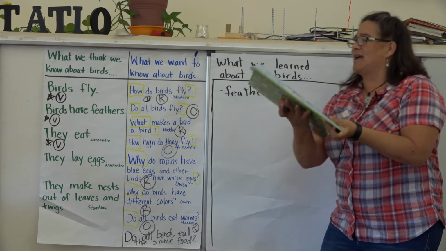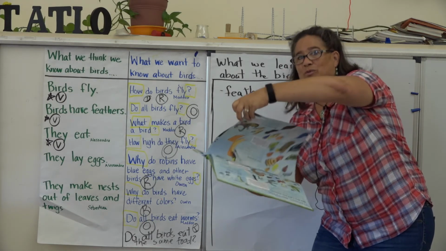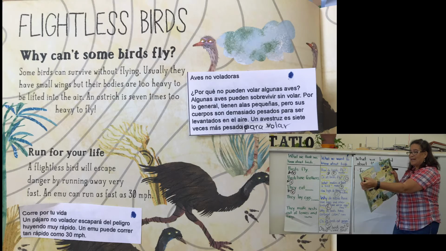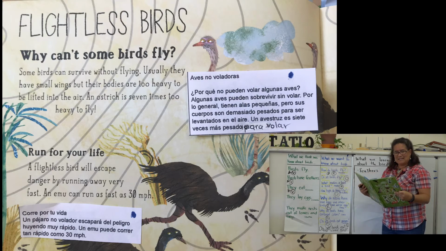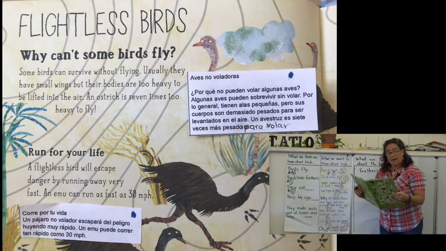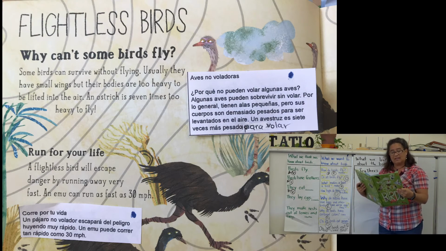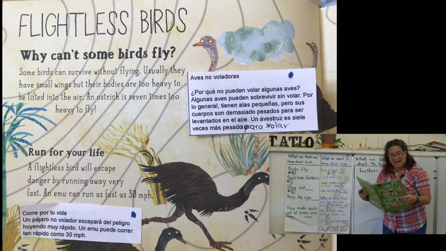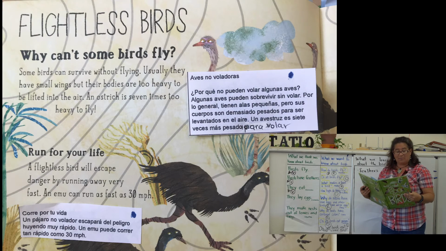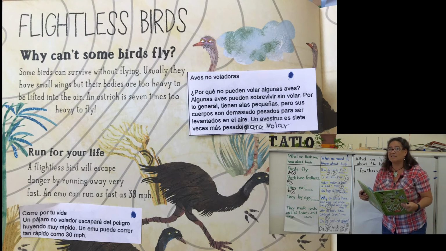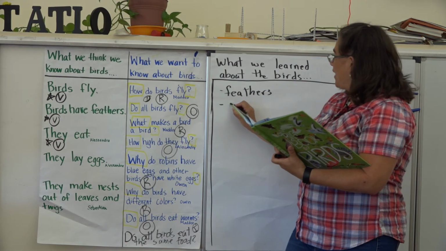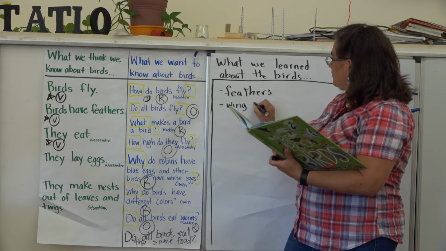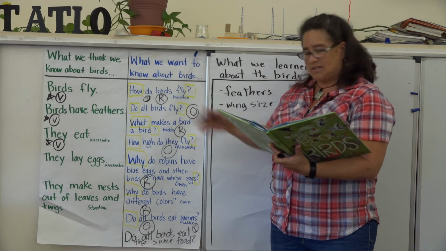I also see this other page. I'm going to turn to it. See how I'm going to a different page? This one's called flightless birds. Flightless birds. And they must not fly. And it says, why can't some birds fly? Well, some birds can survive without flying. Usually, they have small wings, but their bodies are too heavy to be lifted into the air. An ostrich is 7 times too heavy to fly. Got some math in there for you. Interesting. I'm going to put that here as well to remind myself about the wing size. We learned about wing size affecting the flying.